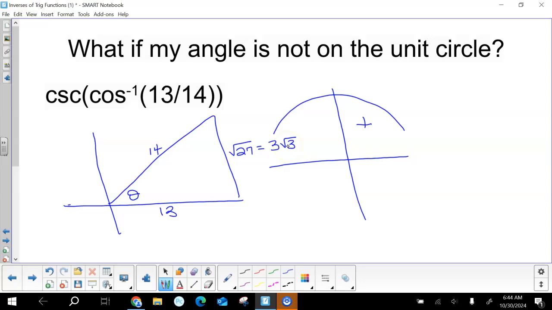So now what I want to do, I've drawn my triangle using the given pieces of information. So now what I need to do is find the cosecant of this triangle. Well, remember, cosecant is the reciprocal of sine. Sine is opposite over hypotenuse. Well, cosecant means flip it. So that's going to be the hypotenuse over the opposite. And then I'm going to rationalize, which is going to give me 14 square root of 3 over 9, and that would be my answer.